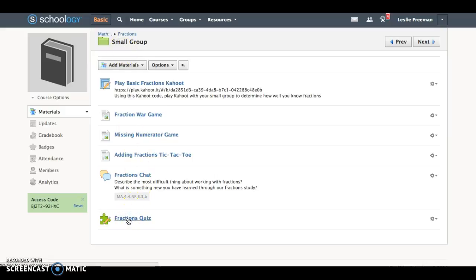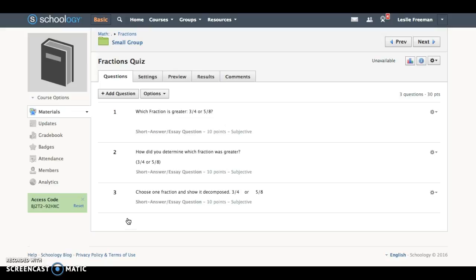At the end is a fractions quiz. I left this in small group because I felt like it was something that they needed a chance to do in that group that they were already working in, and I wanted it done before they got to the teacher-led group so that I could see what they had done, and that way I could decide what kind of further instruction they would need.